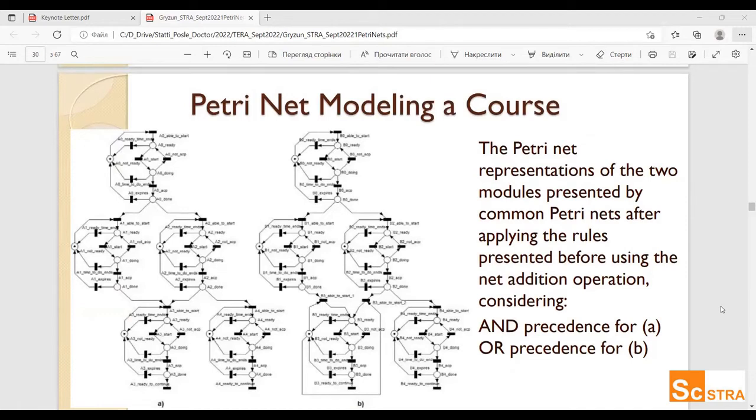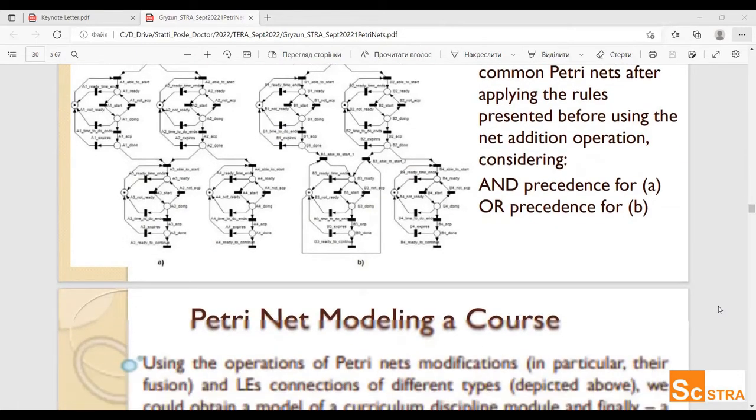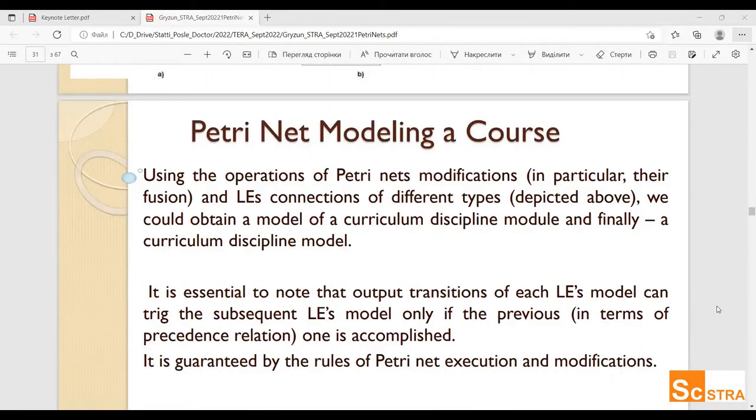The Petri net representations of the two modules are presented by common Petri nets after applying the rules presented before using the net addition operation, considering AND precedence for variant A and OR precedence for variant B. Using the operations of Petri net modifications, in particular the fusion and learning element connections of different types depicted above, we could obtain a model of a curriculum discipline module and finally a curriculum discipline model.